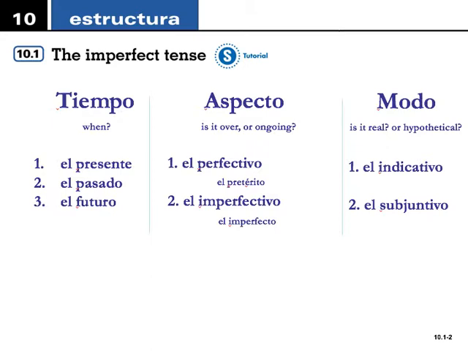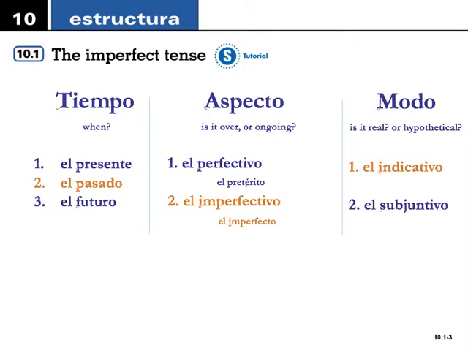So we know that every Spanish verb has the following three qualities: tiempo, aspecto, and modo. Tiempo is sort of like when did it happen? El presente, el pasado, el futuro. Aspecto is concerned with whether or not the action is over, like el perfectivo, or ongoing, el imperfectivo. The present tense is an imperfectivo tense. I'm doing my homework. Or el pretérito is a perfectivo tense, like I did my homework. And modo is it real and does it exist, or is it hypothetical and speculative?